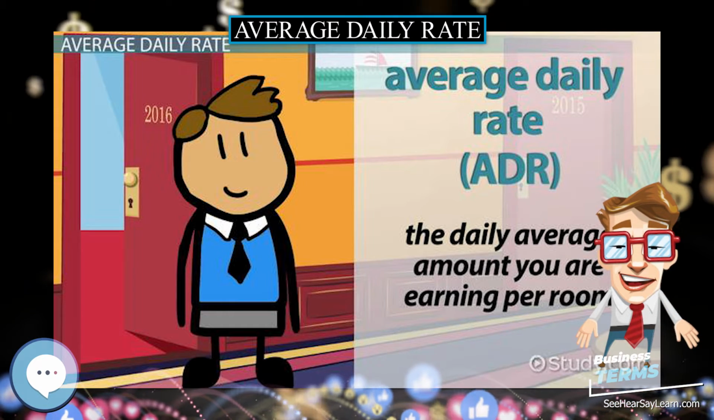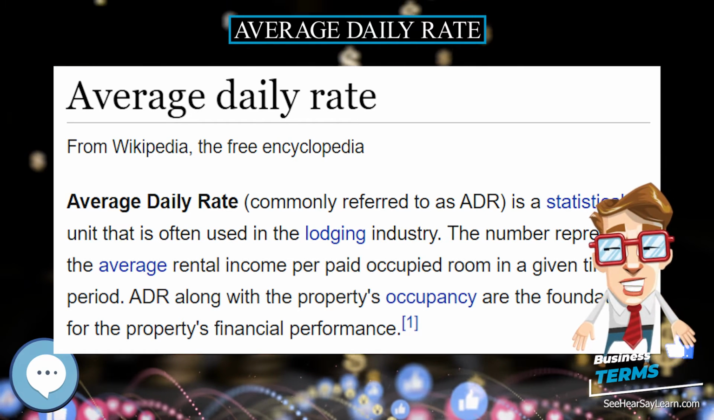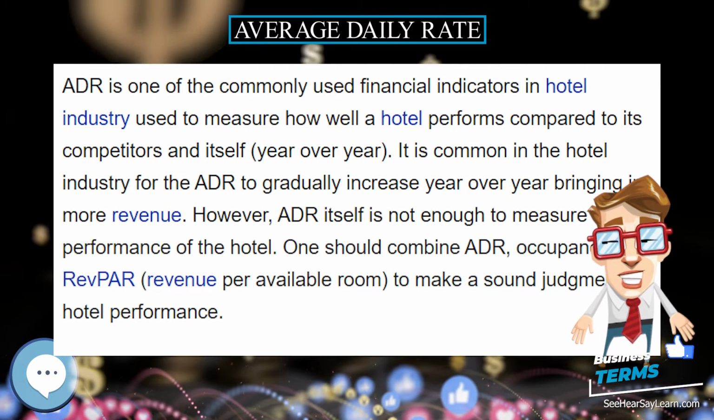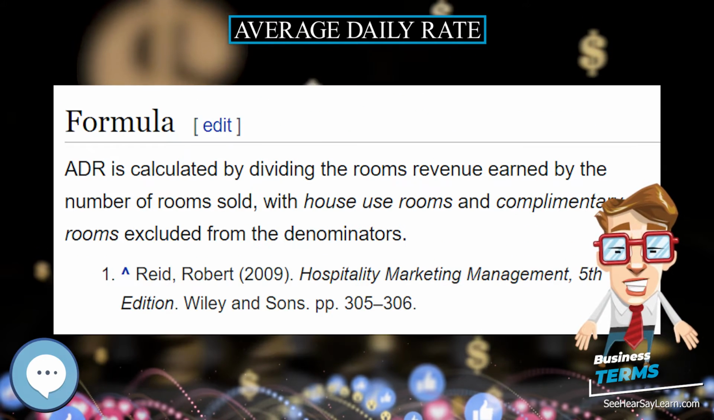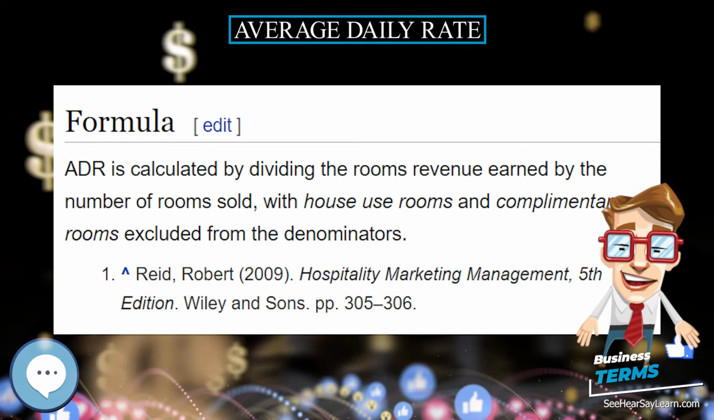ADR is one of the commonly used financial indicators in the hotel industry, used to measure how well a hotel performs compared to its competitors and itself, year over year. It is common in the hotel industry for the ADR to gradually increase year over year, bringing in more revenue.